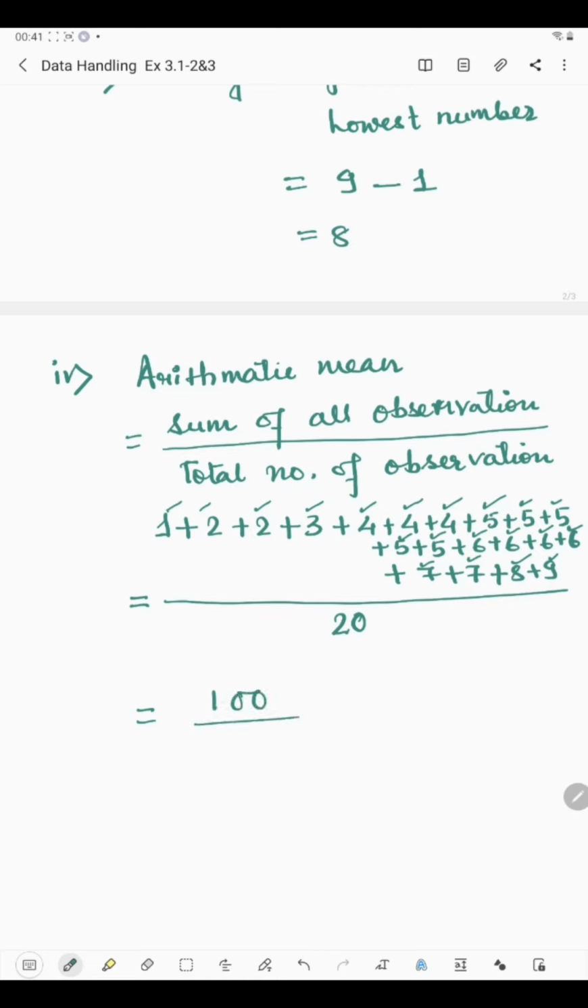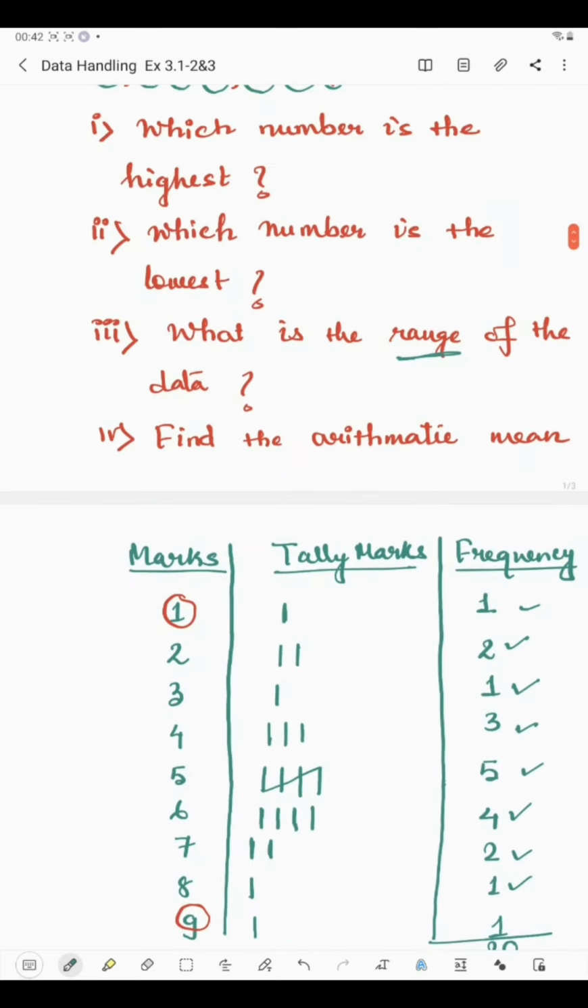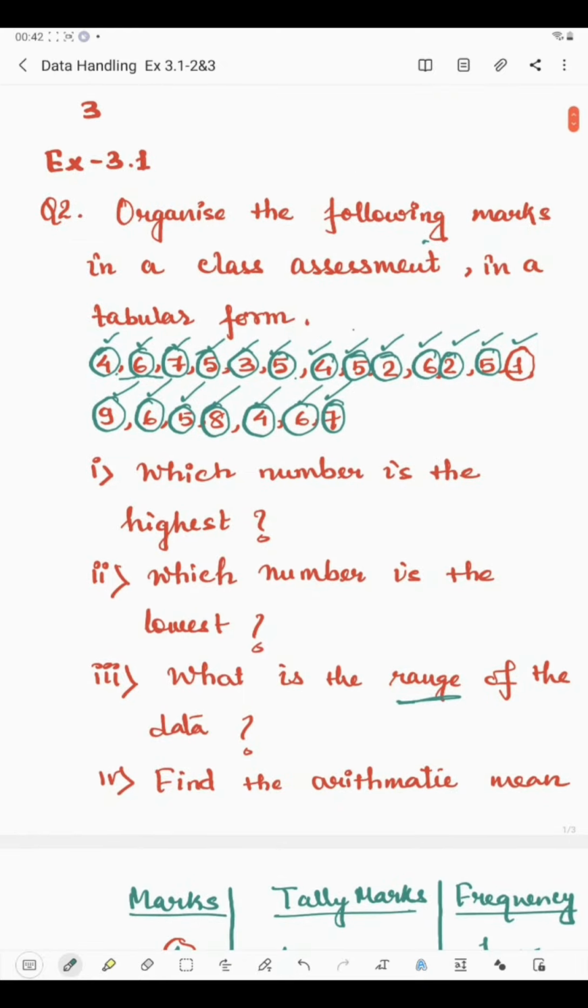Okay, so 100 divided by 20. If you cancel zeros, then 2 ones are 2, 2 fives are 10. So the arithmetic mean will be 5. Okay, so this was all about question number 2. Now coming to the next question.